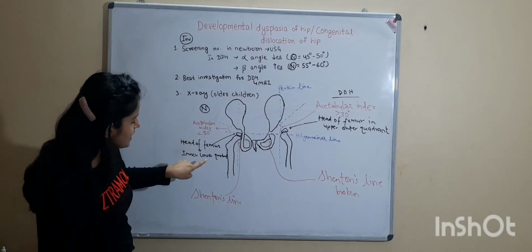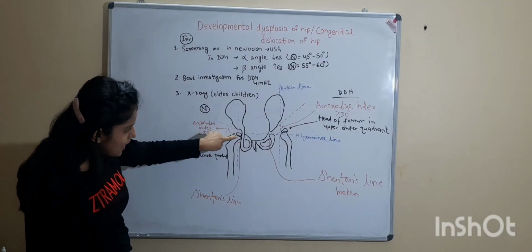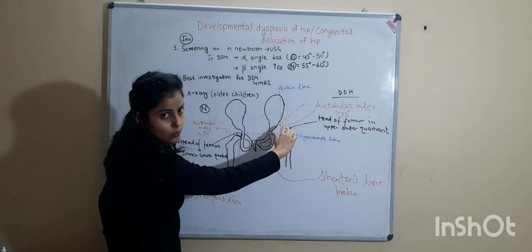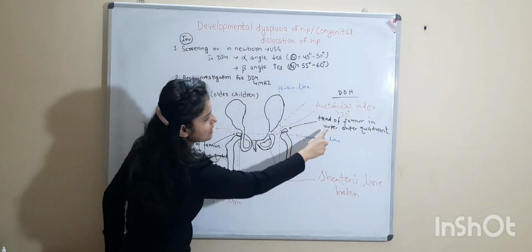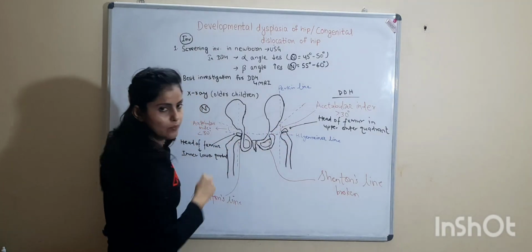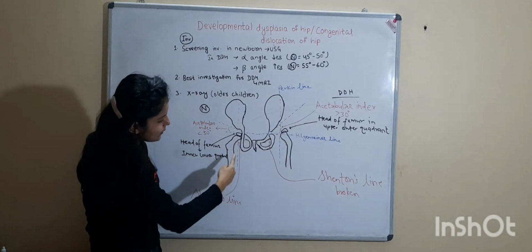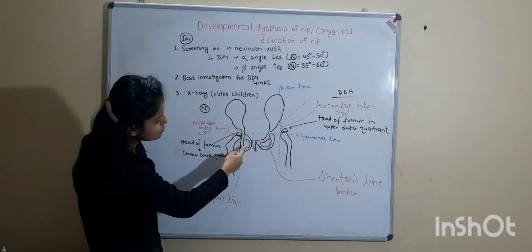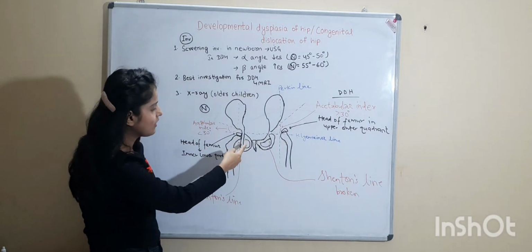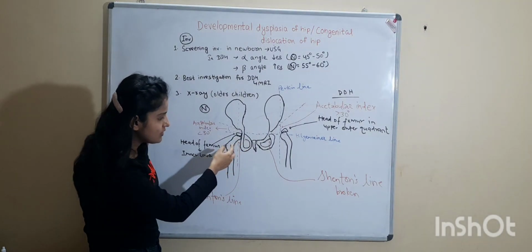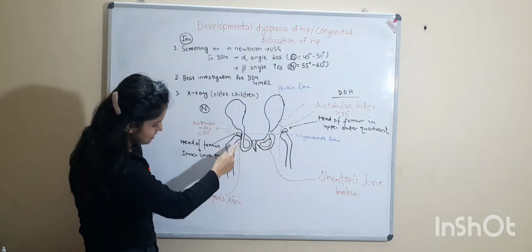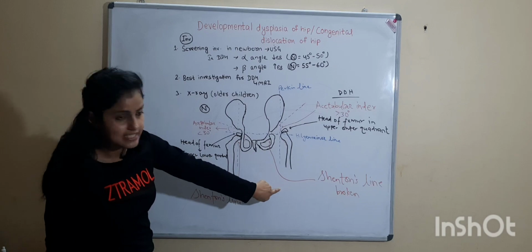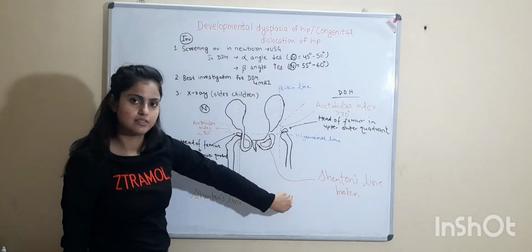Head of the femur normally lies in the inner lower quadrant. This is the inner lower quadrant, and this is the upper outer quadrant. In DDH, the head of the femur lies in the upper outer quadrant. Shenton line is the imaginary curved line formed along the superior border of the obturator foramen and along the inferior-medial border of the neck of the femur. Shenton line is normal here, and in DDH, Shenton line is broken.